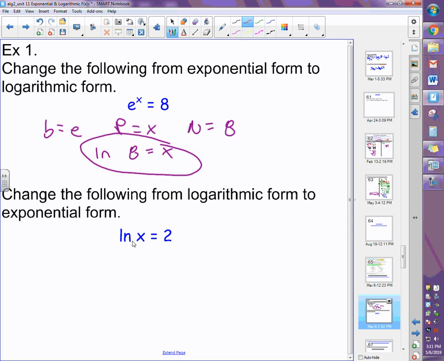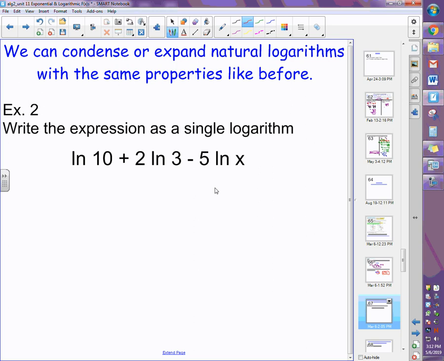So in a similar manner, there's a little bit of e right here. Start at my base, go to my power. So e to the power of 2 is equal to x. And that's how I would convert this one. So we've practiced this before. This is just another base to be familiar with. The same properties of logarithms work for natural logarithms also.